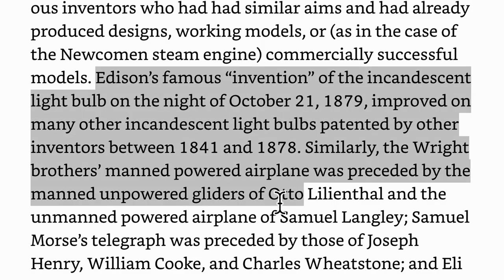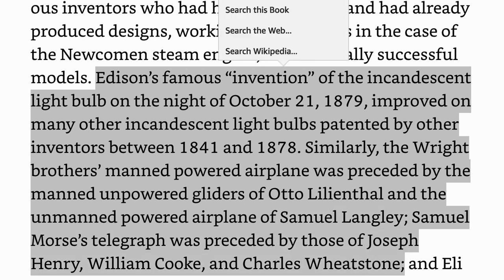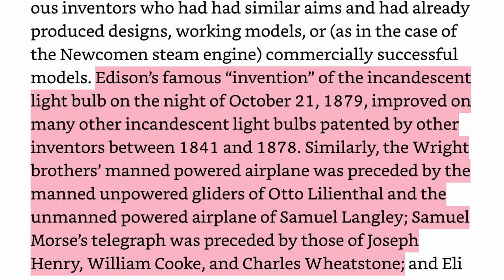Edison's famous invention of the incandescent light bulb on October 21st, 1879 improved on many other light bulbs patented by many other inventors between the years 1841 and 1878. Similarly, the Wright brothers' manned powered airplane was preceded by the manned unpowered gliders of Otto Lilienthal and unmanned powered airplanes of Samuel Langley. Similarly, Samuel Morse's telegraph was preceded by those of Joseph Henry, William Cooke, and Charles Wheatstone.